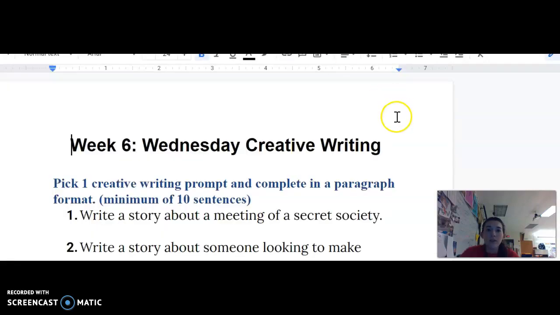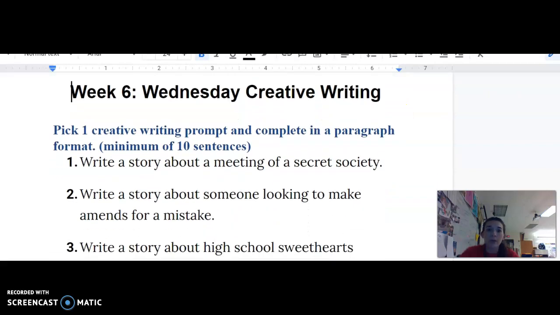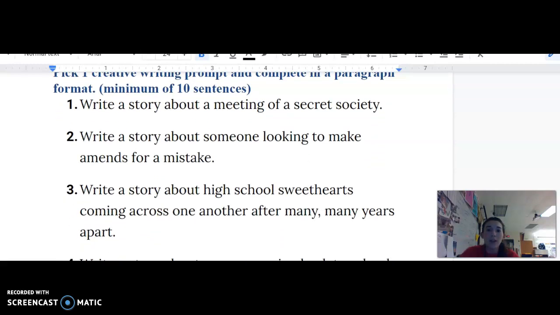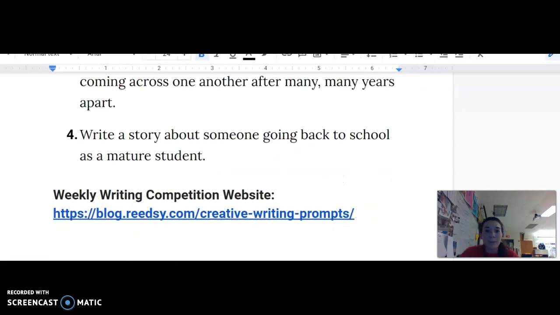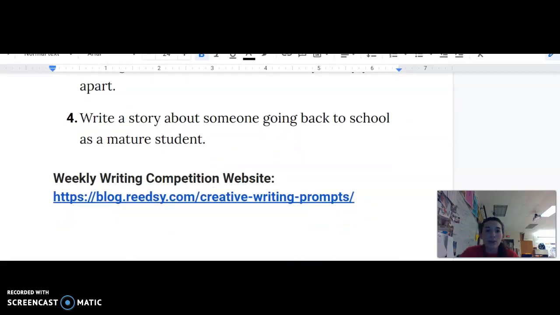Our creative writing for this week has 4 different writing prompts. We have write a story about a meeting of a secret society. You can write a story about someone looking to make amends for a mistake. You can write a story about high school sweethearts coming across one another after many, many years apart, or write a story about someone going back to school as a mature student. You are also welcome to look at the weekly writing competition at this website. You are welcome to use any of their writing prompts, and then you would just copy and paste your submission, so that way I also get to read it.